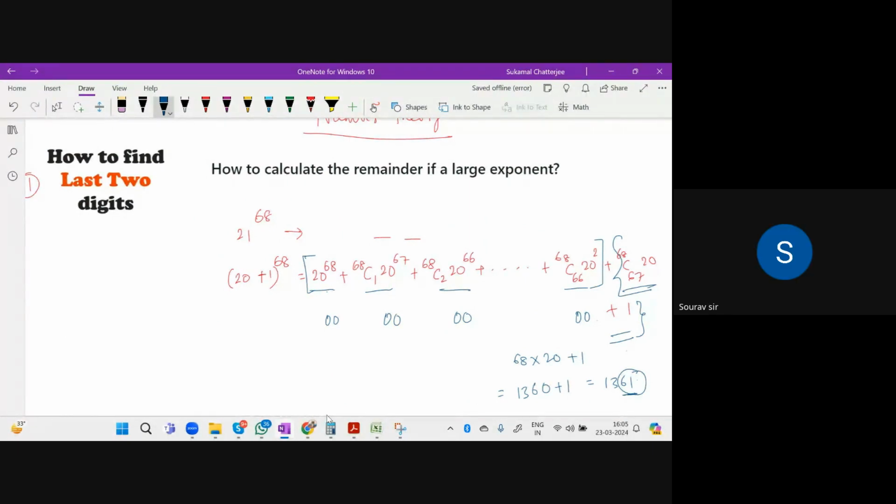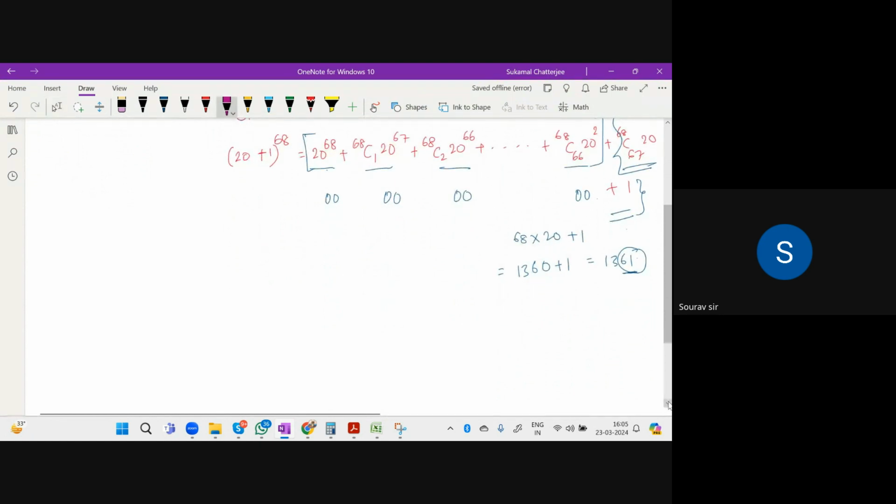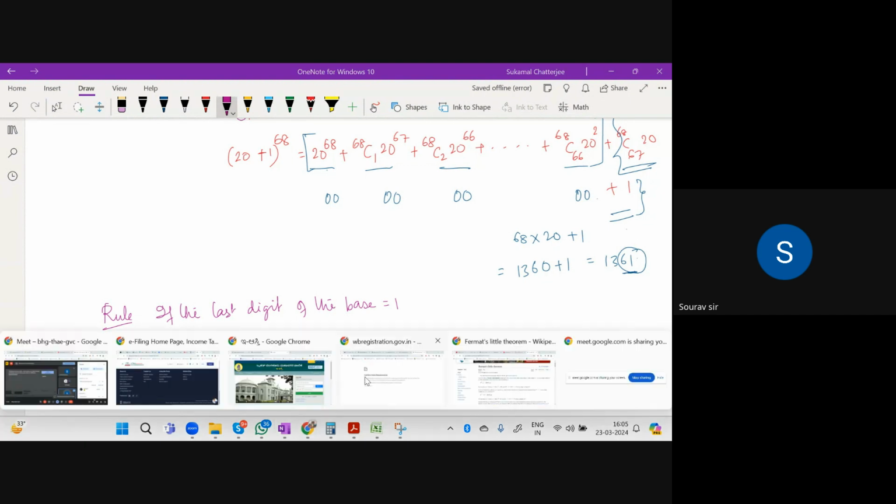Okay. Now, in the exam, definitely I'm not going to do all of this. So what is the shortcut of doing this? Sir, the second last digit of the base multiplied by the last digit of the power. Correct. So the rule is this: if the last digit of the base is 1, only then you can apply this rule.